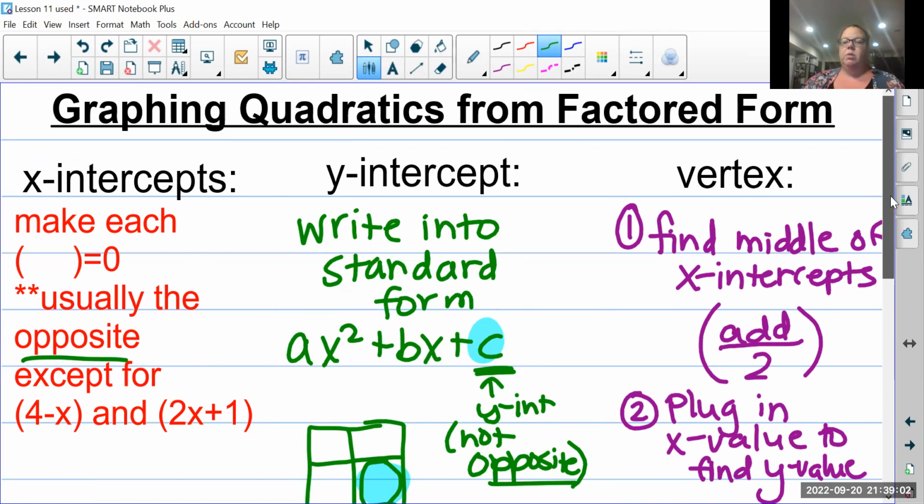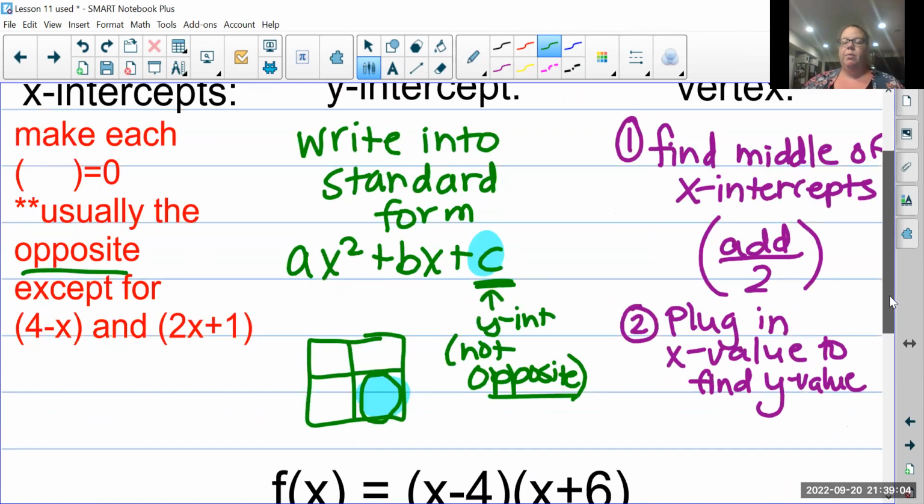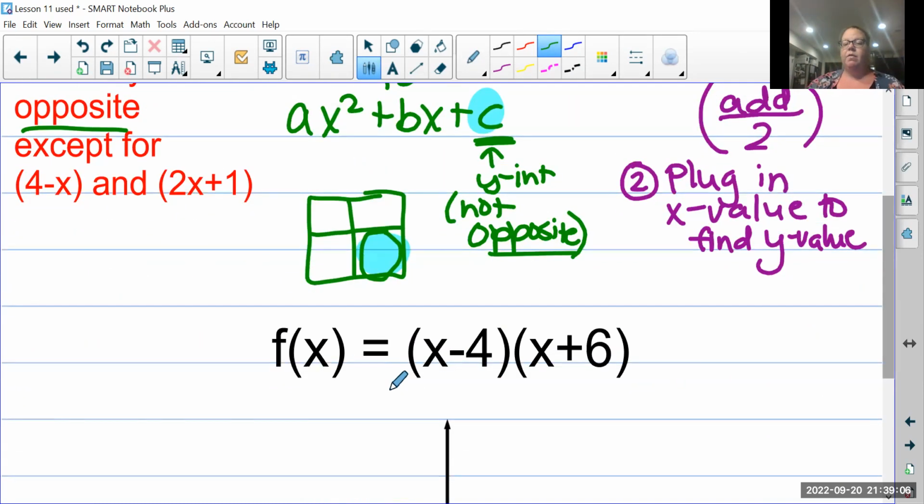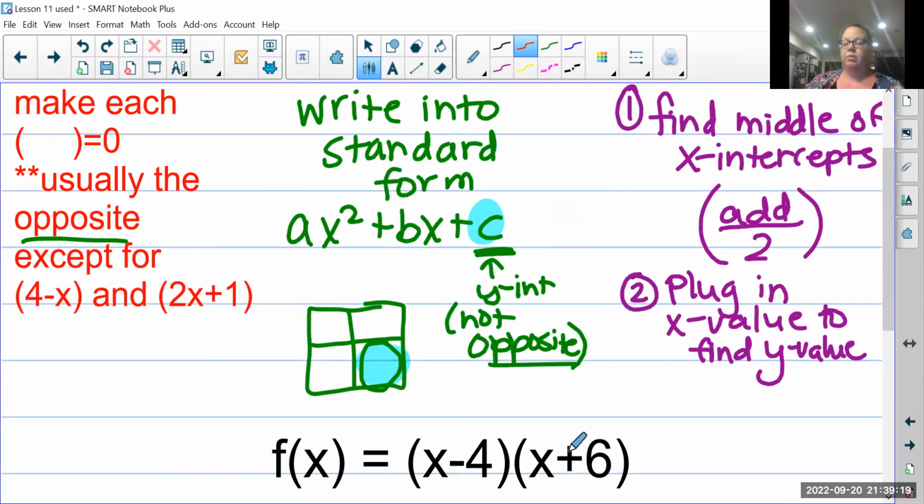So now we're actually going to do it. So towards the bottom of your page, write down this example. F of x equals (x minus 4)(x plus 6). This is the one we're going to graph. So the first thing we need to do is find the x-intercepts, which these are both the ones that are written in the right form.